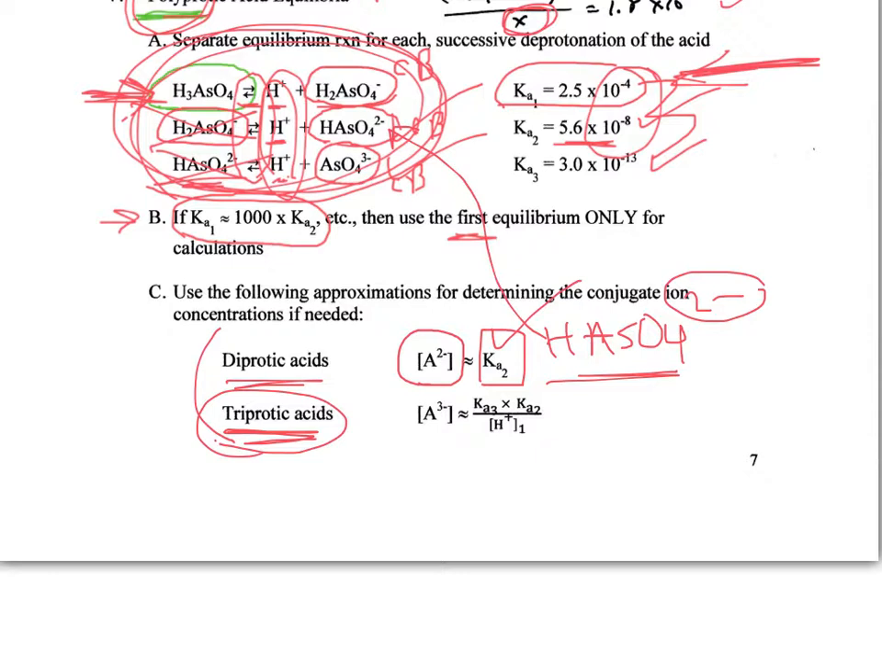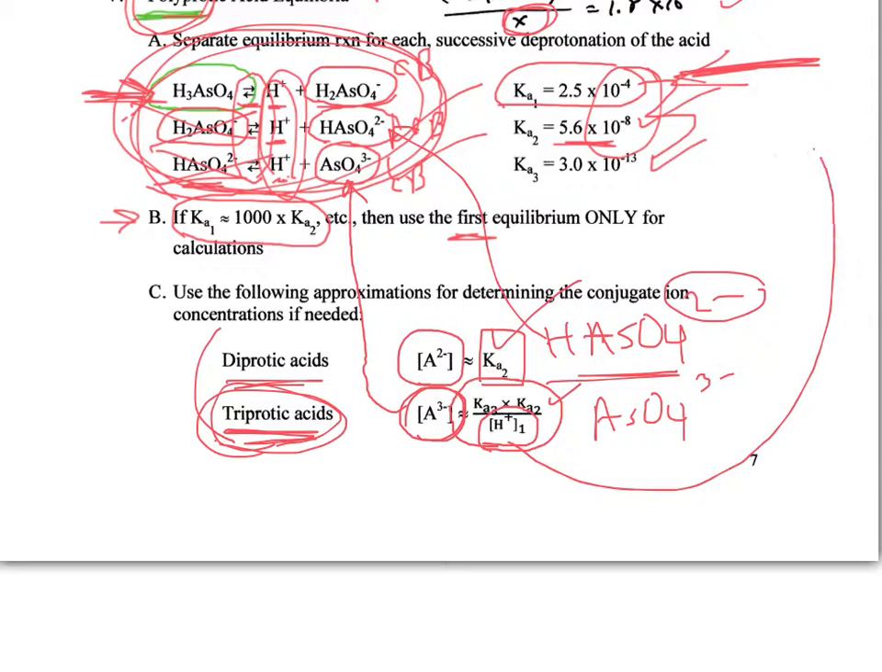That would work if you had just a diprotic acid. Now my guy's a triprotic, and if you want to go all the way and find out what the trianion is, in other words the concentration of the arsenate anion, it's a little bit funkier, but it essentially approximates taking the second and third ionization constants multiplied, and then dividing by whatever the hydronium concentration came out to be by doing the first equilibrium reaction.